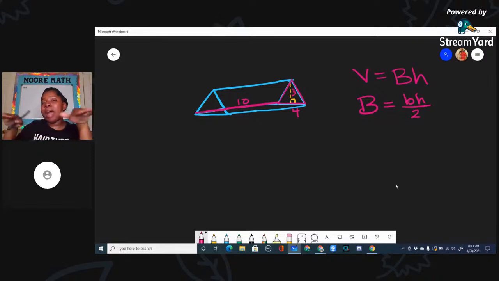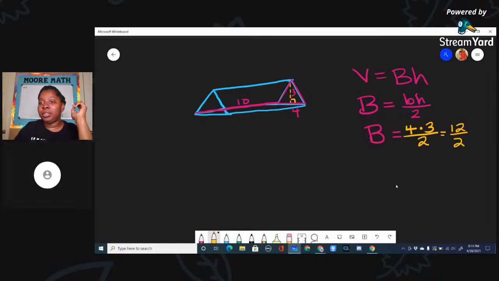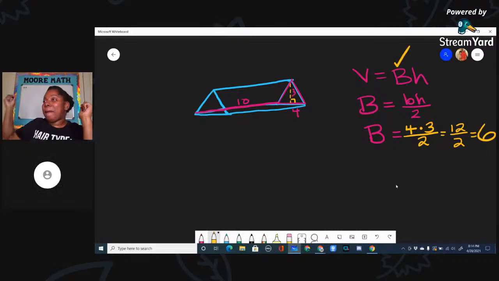Okay. So let's focus on the triangle. What's my base? What's the bottom of the triangle? 4. Excellent. And what is the height of the triangle? 3. Excellent. Okay. And 4 times 3 is? 12. 12 divided by 2 is? 6. That's right. Okay. Now we have big B. Okay. Now what's the height? 10. The height is 10.